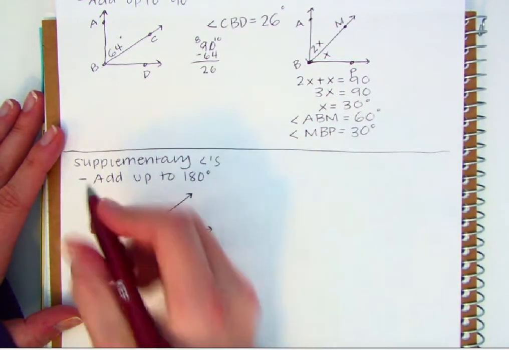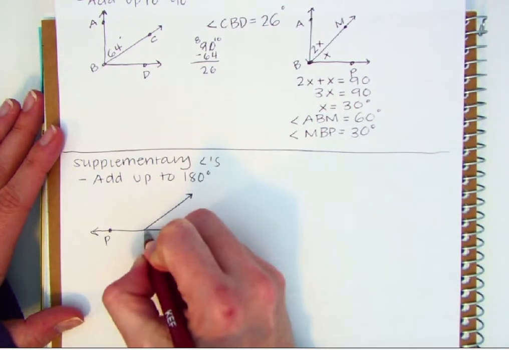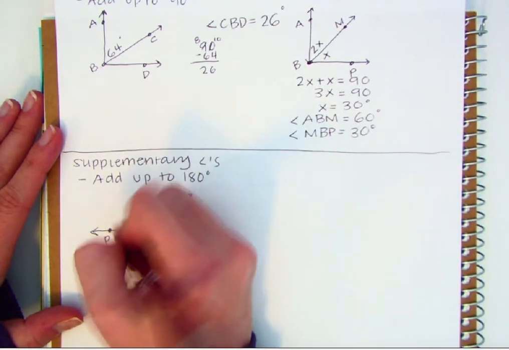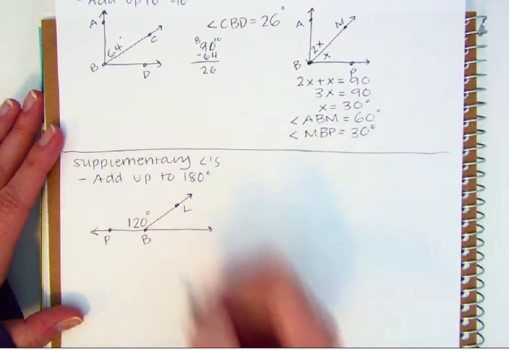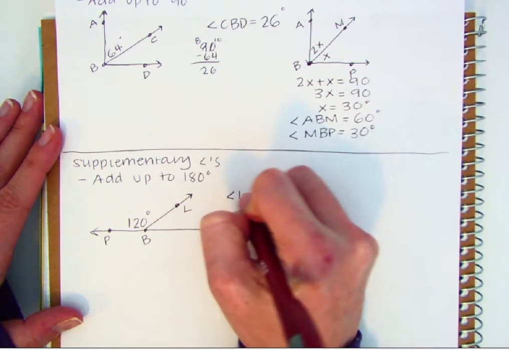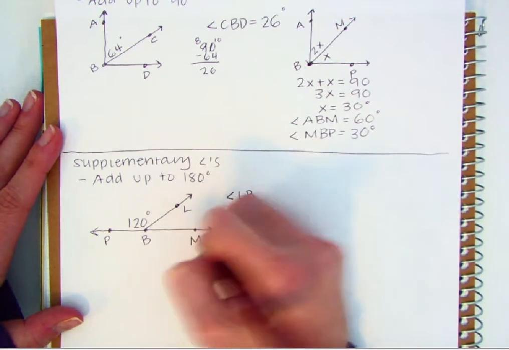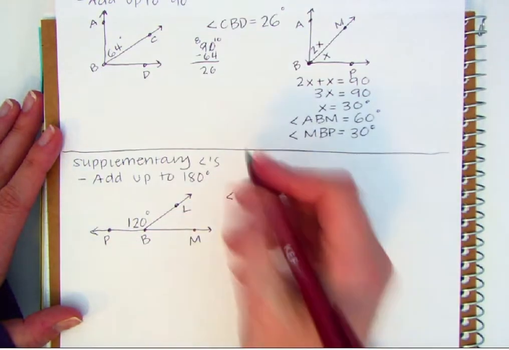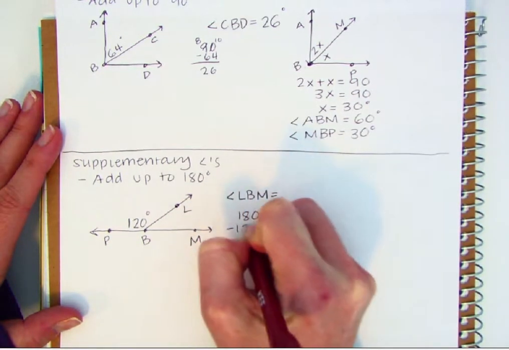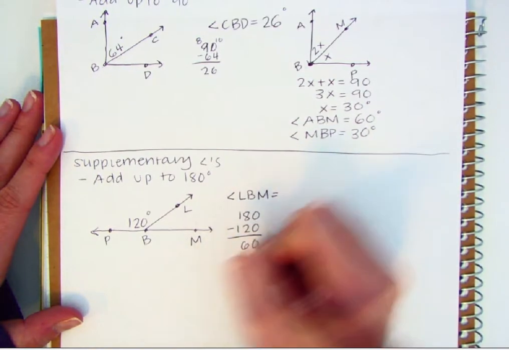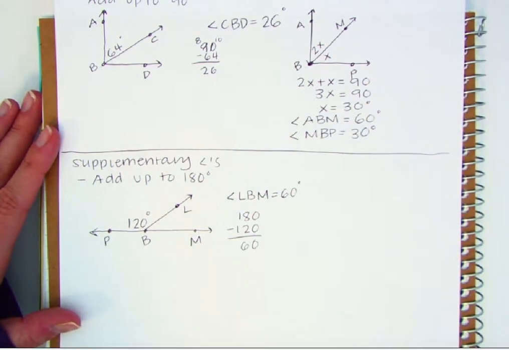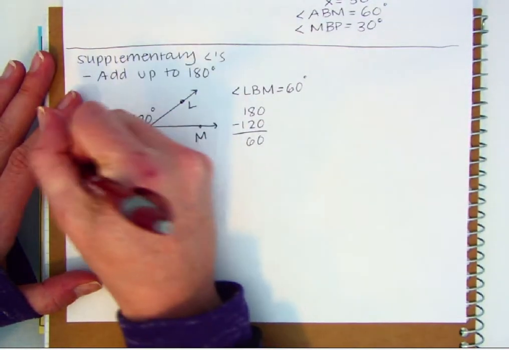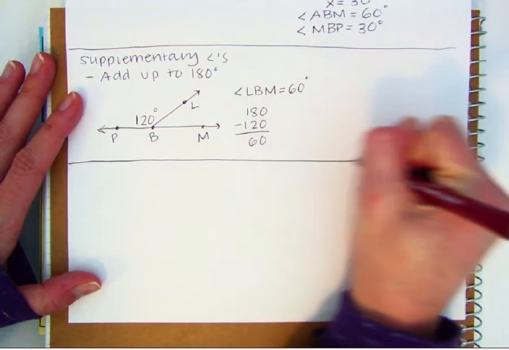Okay, and we might be given, for example, P, B, L, and we would be told that this maybe is 120 degrees, and we would be asked to find angle LBM. Okay, so in order to find angle LBM, we would do 180 minus 120, and we would get 60 degrees. All right, so once again, those are two things that we learned before we went on this lovely new e-learning path, okay?